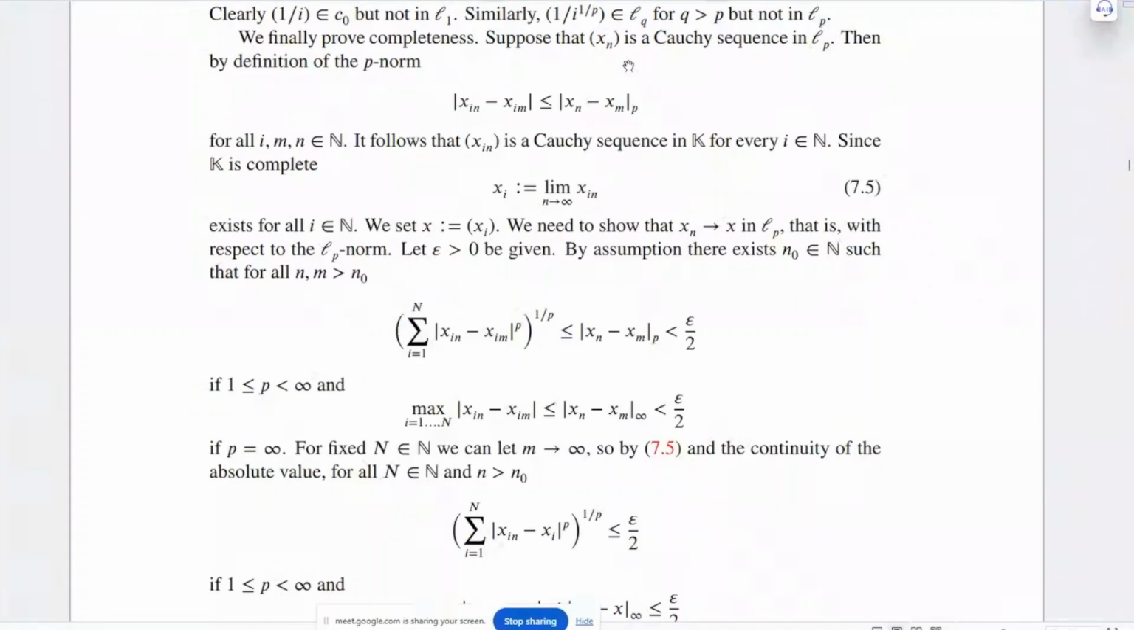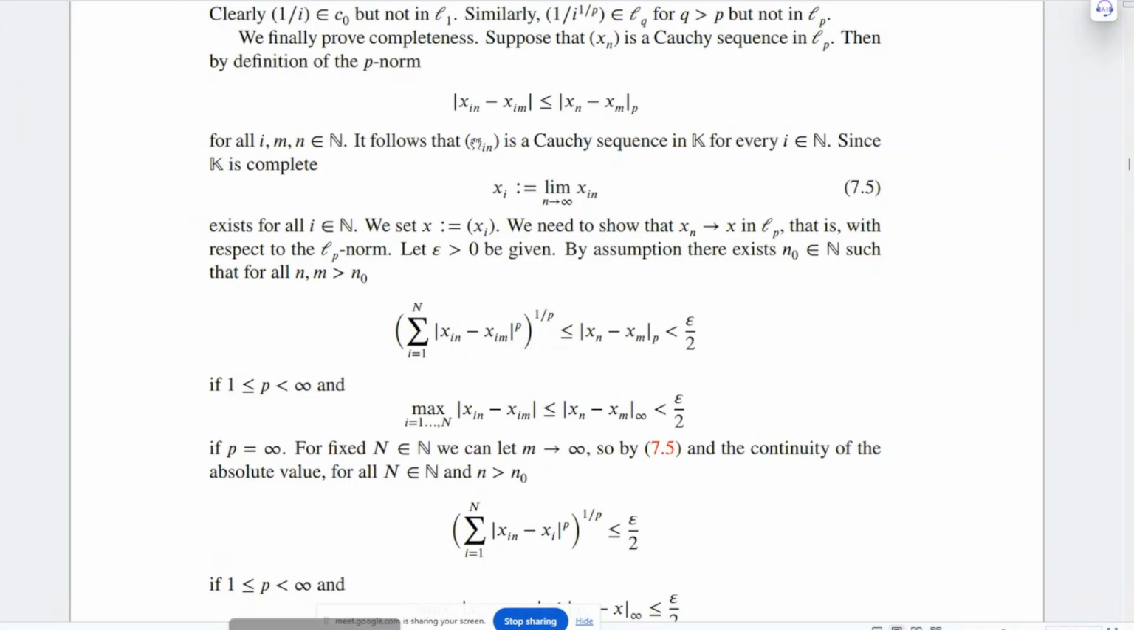So if Xn is Cauchy, then this sequence Xin minus Xim is also Cauchy. Since we have assumed the real line, or the complex line, to be complete, this Xin as n goes to infinity, for a fixed i, will converge. Please note n and m are moving here, i is fixed. So you fix i and let n, m go to infinity, then this goes to 0.